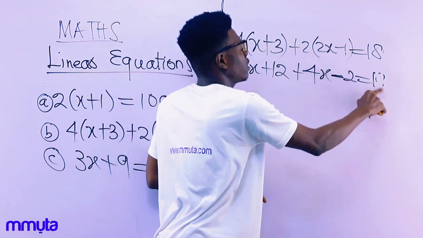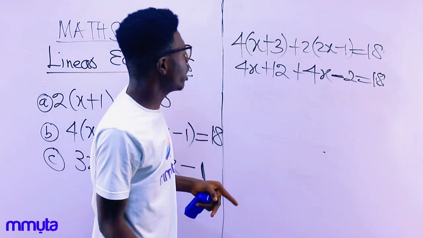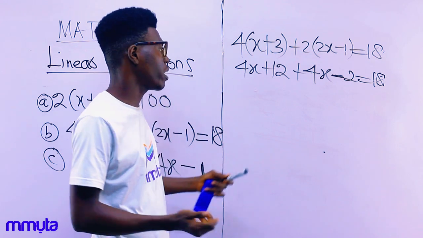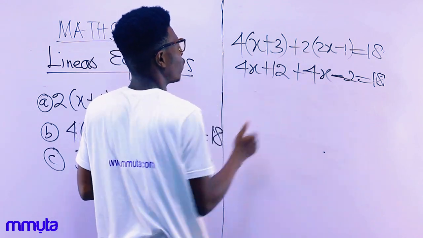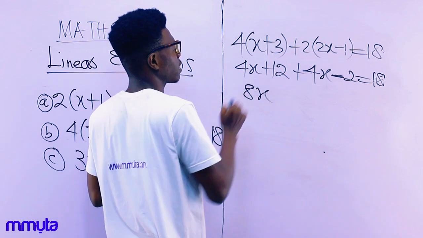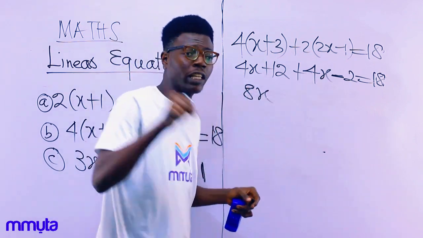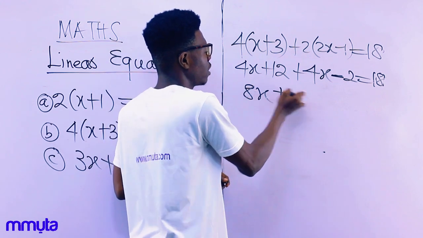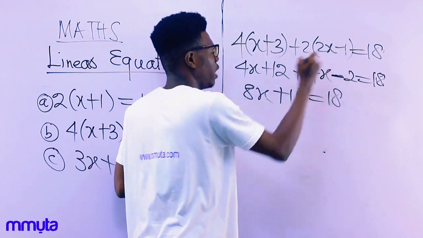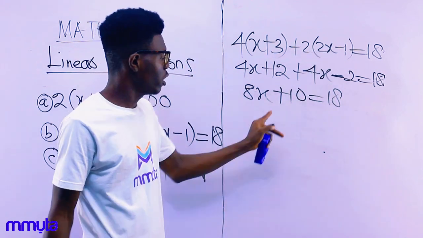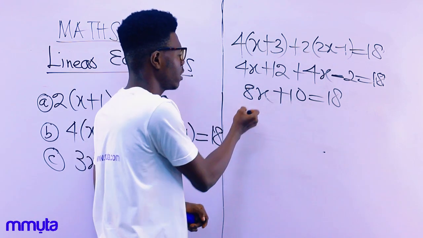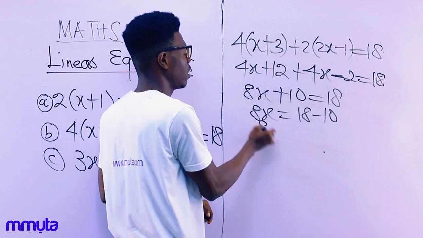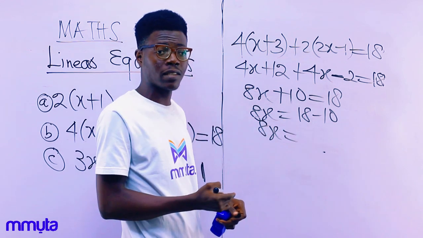From this point, we are going to collect like terms by adding the ones with similar coefficients and variables. We now say 4x plus 4x is going to give us 8x. 12 minus 2, if you take away 2 from 12, you are going to get 10. That means 8x plus 10 is equal to 18. From this point, shift this 10 to this side. You have 8x is equal to 18 minus 10, which is 8.